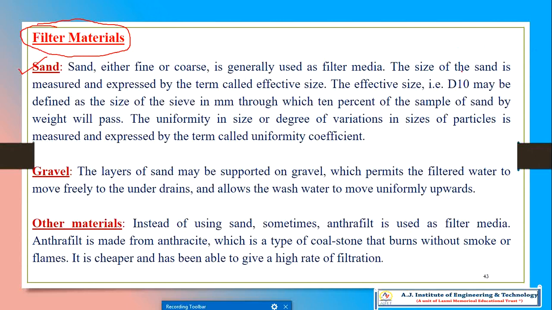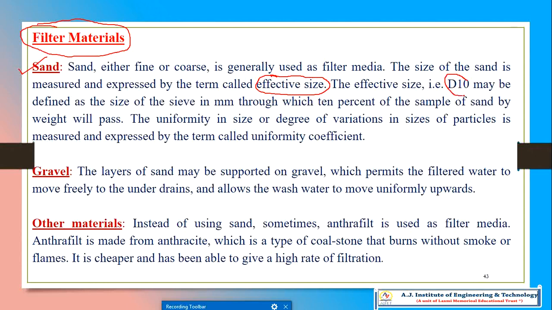The size of the sand is expressed in terms of what is called effective size. Effective size means the size that effectively removes all the particles, so that the objective we created the filtration for is reached. The size of the sand is expressed in terms of effective size. Effective size is D10.